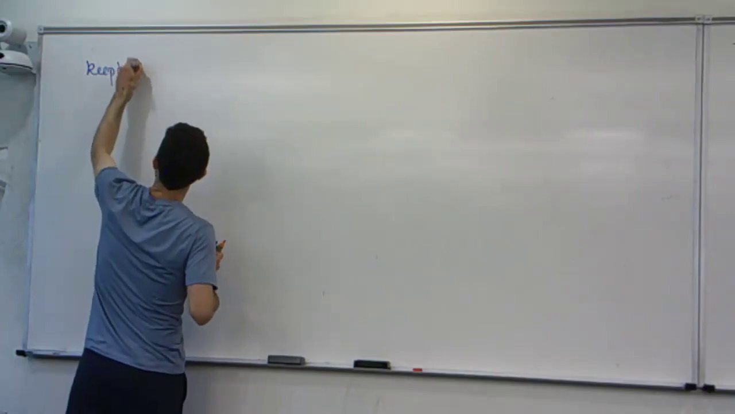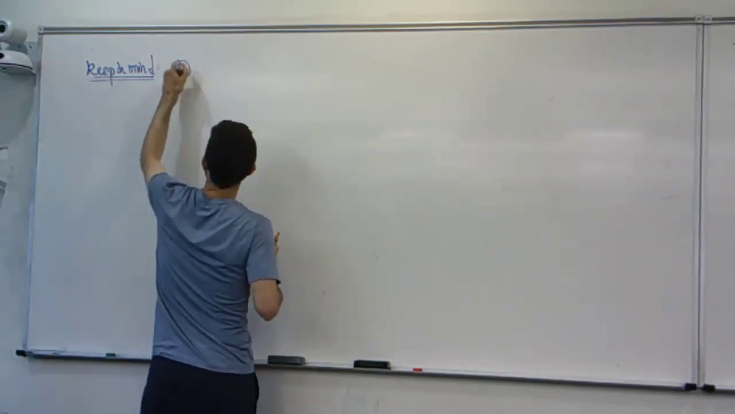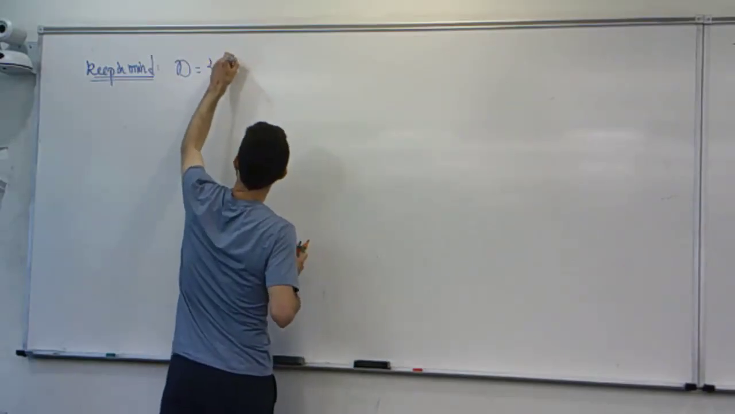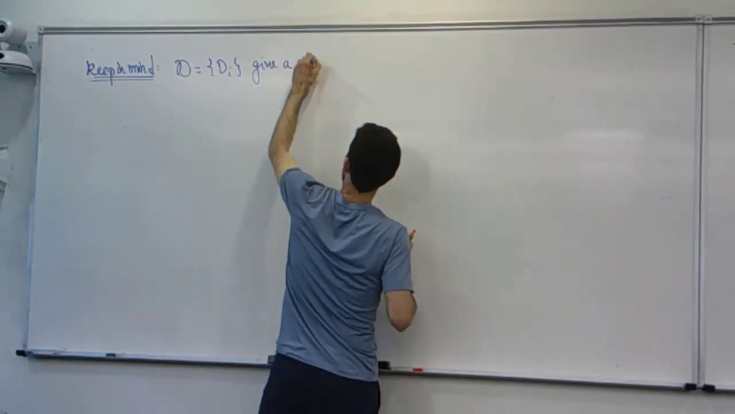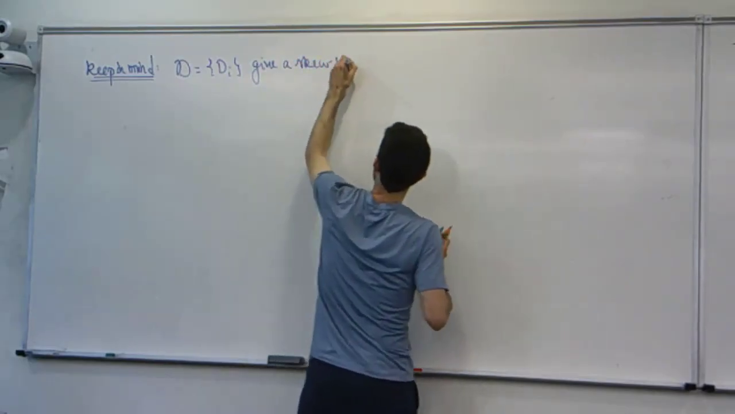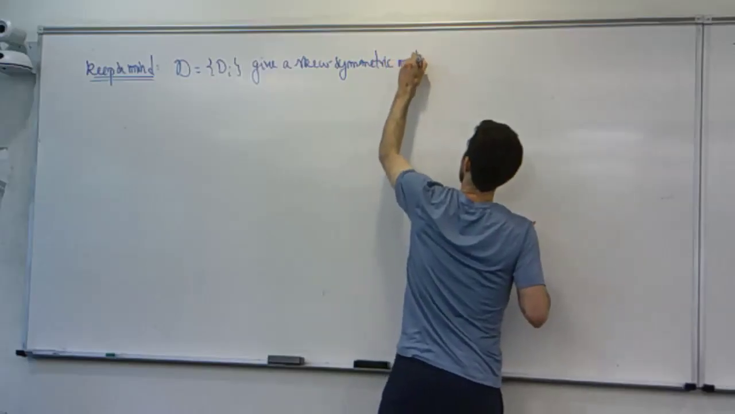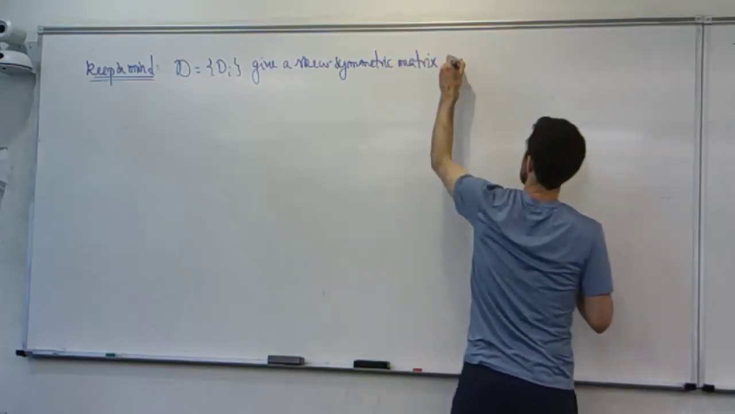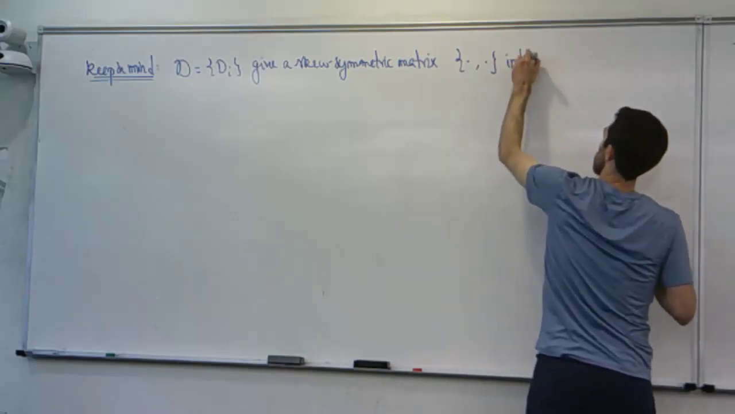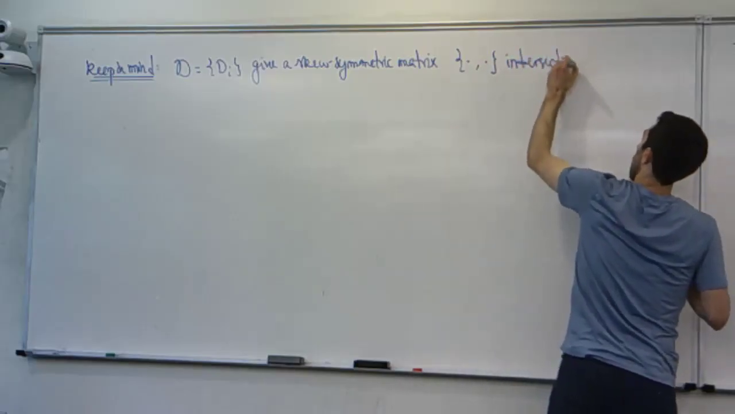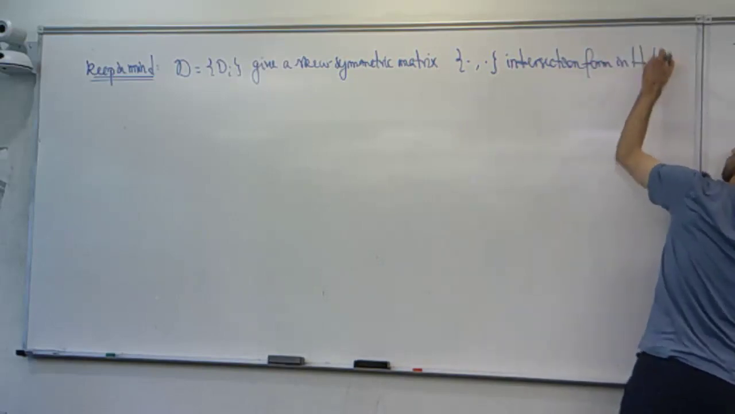So the thing to keep in mind as I start to talk about quivers and combinatorics is that a collection of disks gives a skew-symmetric matrix, which is exactly the intersection form. So that's the intersection form restricted to them. Are we comfortable with that?